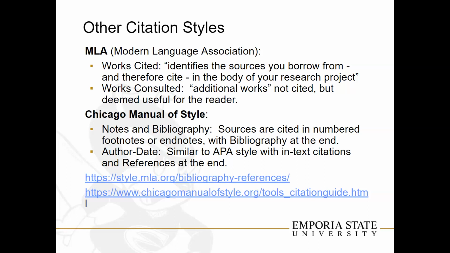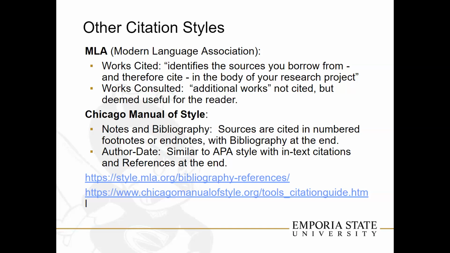The Chicago Manual of Style actually has two different ways of citation: notes and bibliography, and author date. Notes and bibliography in the Chicago Manual of Style is very similar to MLA, because in this case, the sources are cited in numbered footnotes or endnotes. So they're not cited in terms of in-text citations, unlike MLA and APA. You might have numbered footnotes or numbered endnotes. And then the list of works that are cited at the very end would be labeled at the end of that paper or article as bibliography. So that's the notes and bibliography style for Chicago.